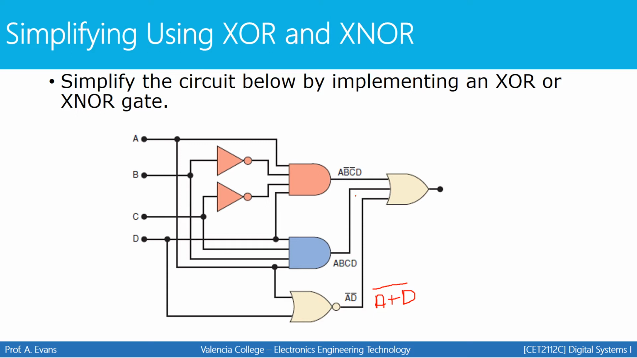So all three of these are inputs to an OR gate, and our final output expression is going to be A and not B and not C and D, or A and B and C and D, or not A and not D. Now we're going to simplify this.